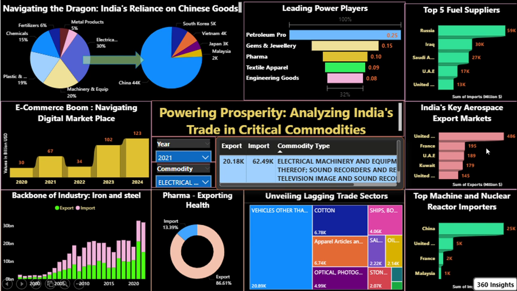Well, there are many commodities. The key commodities I tried to see the relationship between. And here these are the lagging trade sectors, and this is the iron and steel, and you can see how much exports and how much imports are happening. And the Indian pharma industry is growing very rapidly, so that is the reason I gave the relationship and the visual for analyzing the pharma industry.